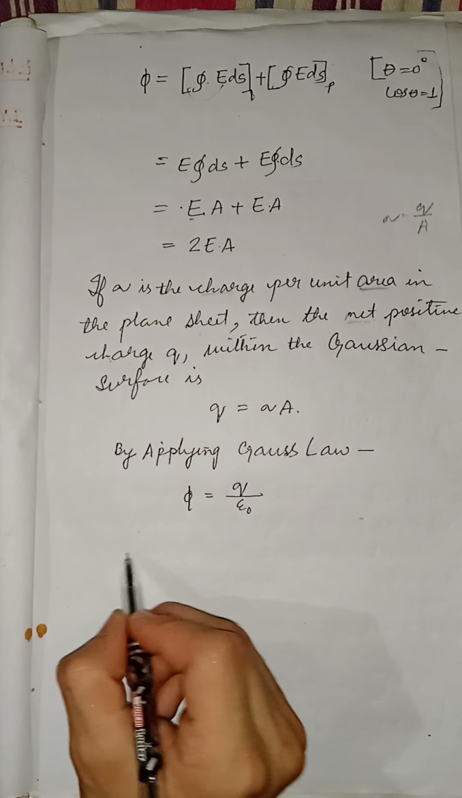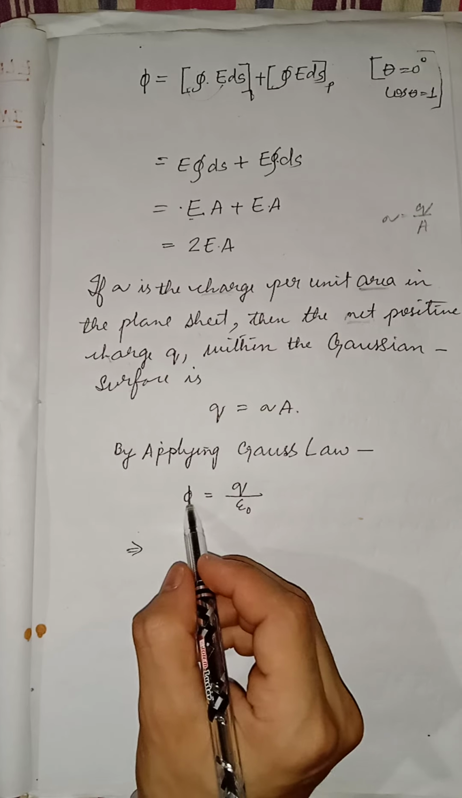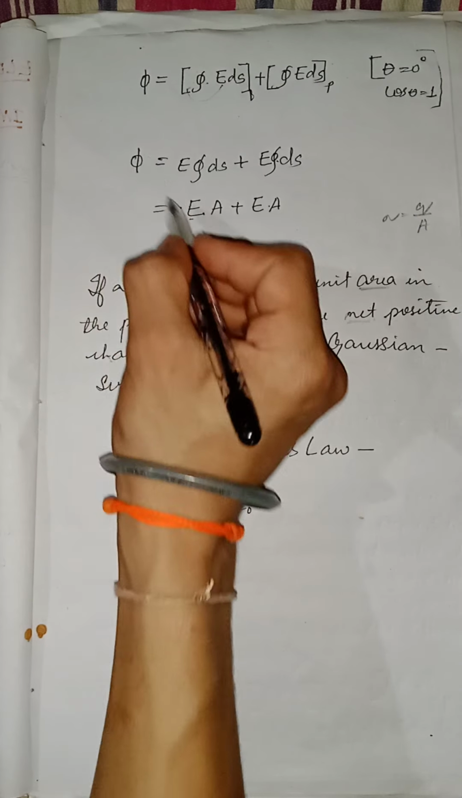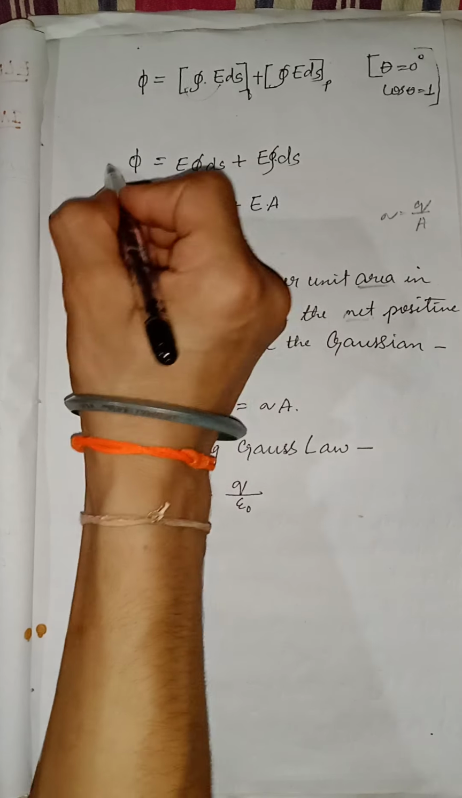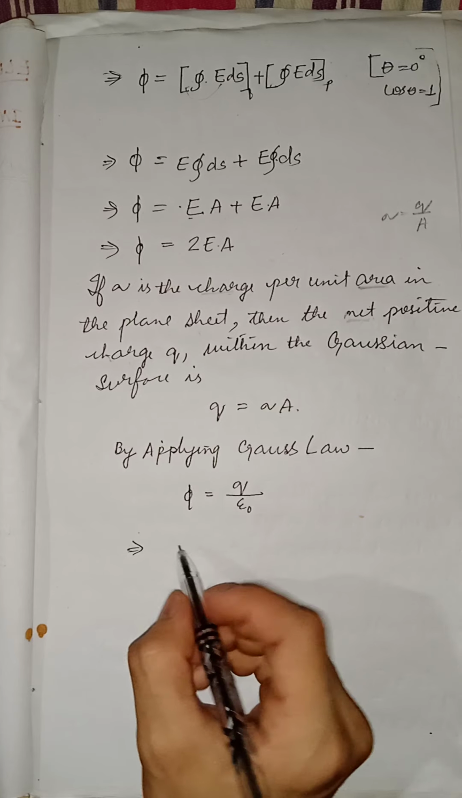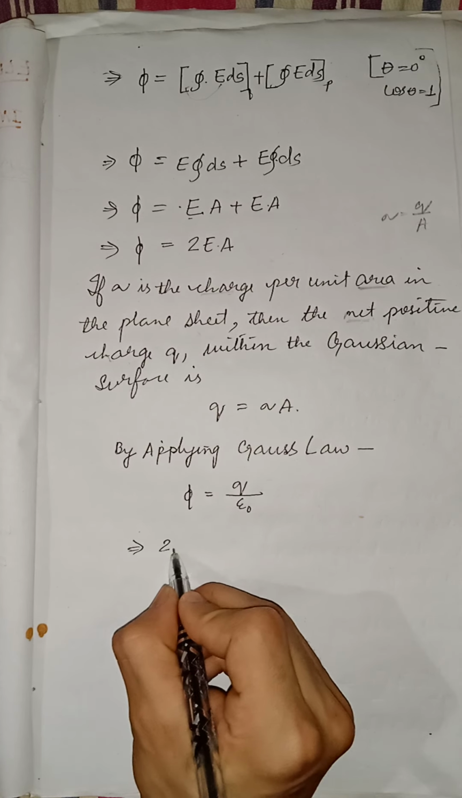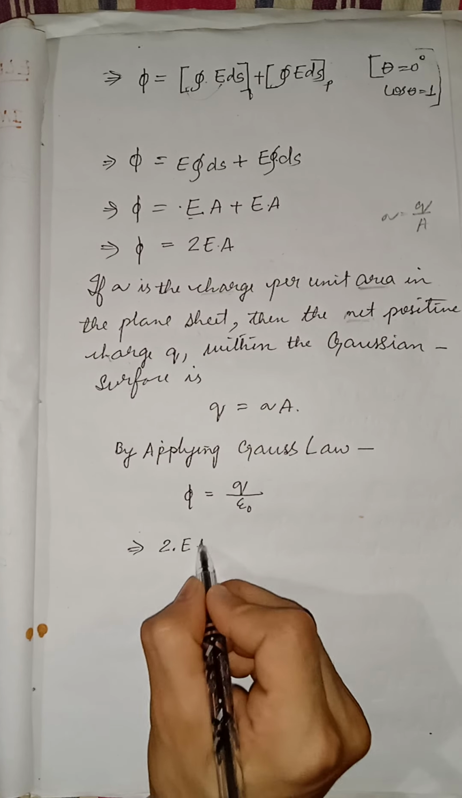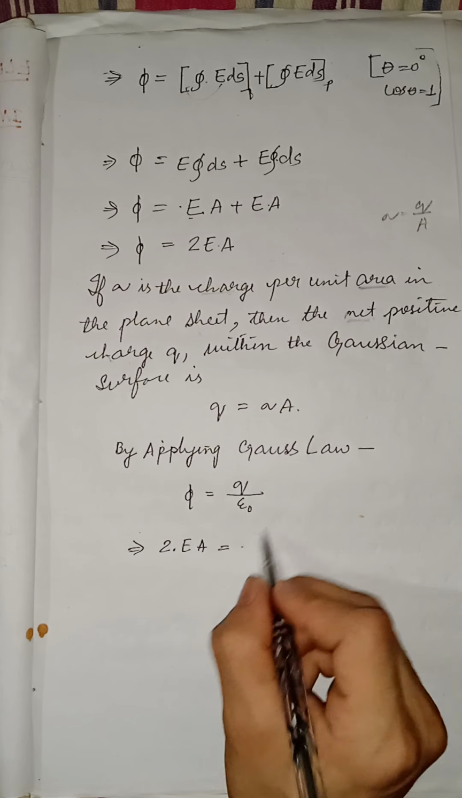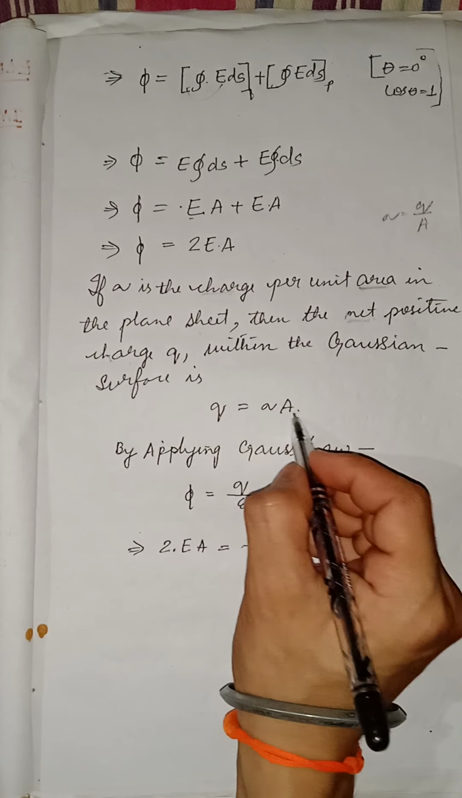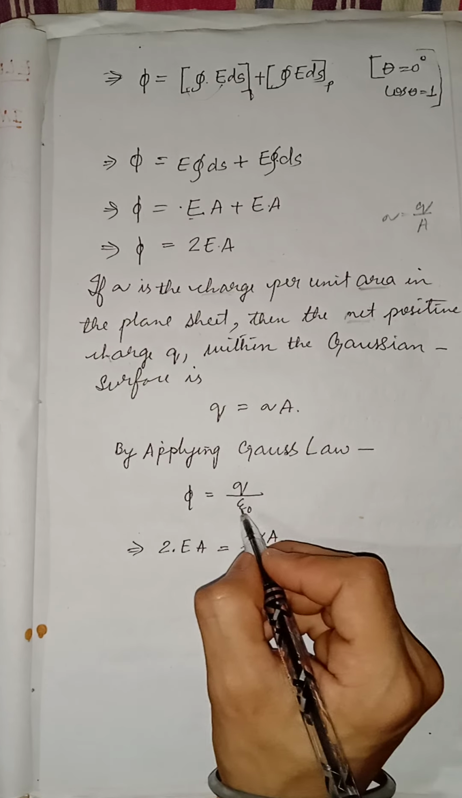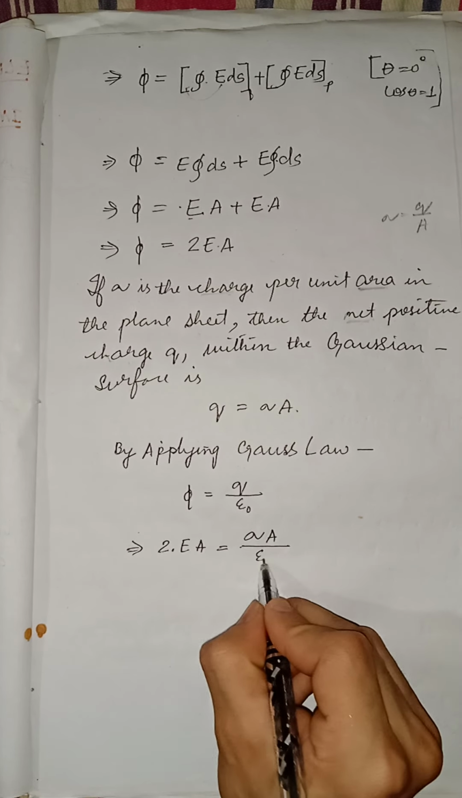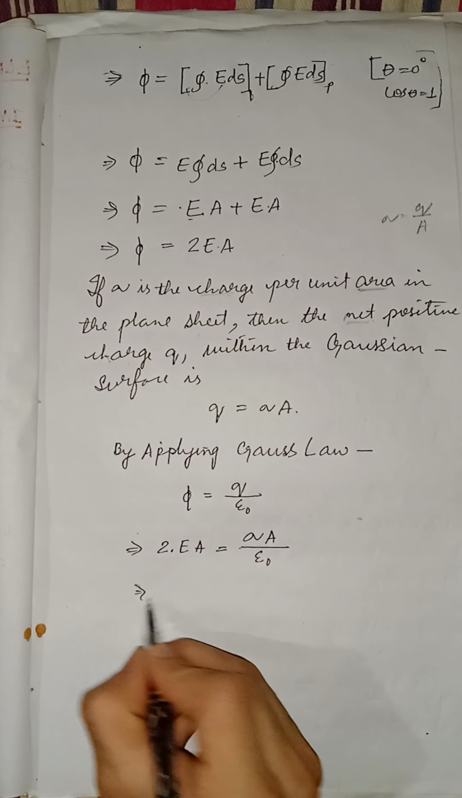We have already shown that phi is equal to twice the electric field into area. Now substituting the values, it will be twice E into A, which is equal to q by epsilon naught. Since q is equal to sigma into A, we can substitute here, so sigma into A, and epsilon naught will be the same.